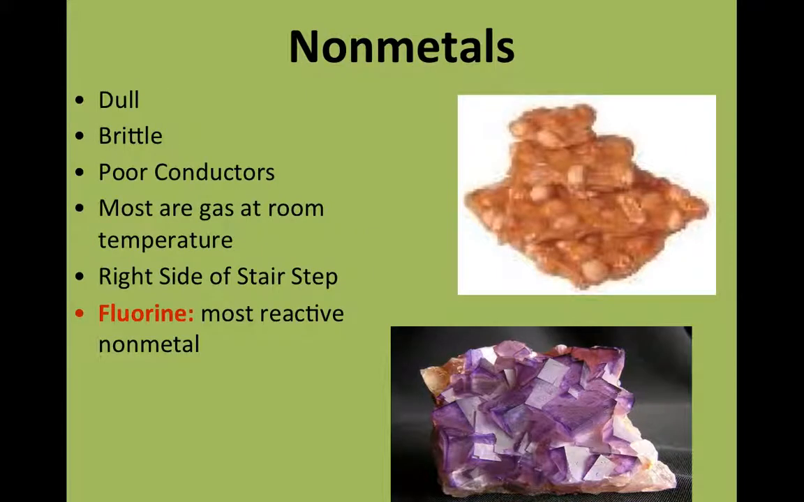Nonmetals, characteristics. First of all, they're kind of dull. They're not shiny at all. They're brittle, so if I were to pick it up, it's going to break easy. They are poor conductors. That means heat and electricity will not pass through these materials. Most of the nonmetals that are found on the periodic table are usually a gas at room temperature. They're found on the right-hand side of the periodic table, and the most reactive nonmetal is fluorine. Notice the two elements with the F. Francium is the most reactive metal. Fluorine is the most reactive nonmetal.